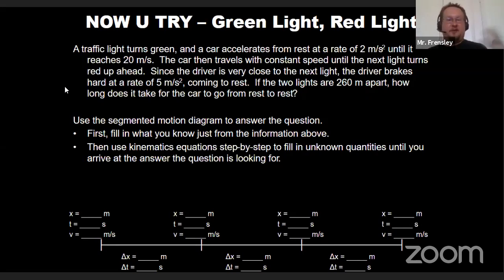And then the driver is very close to the next light when it turns red. So he's going to apply the brakes really hard, 5 meters per second squared, because really we don't care about yellow lights anymore. Every yellow light I come across is like 1 second. And why even bother having them?